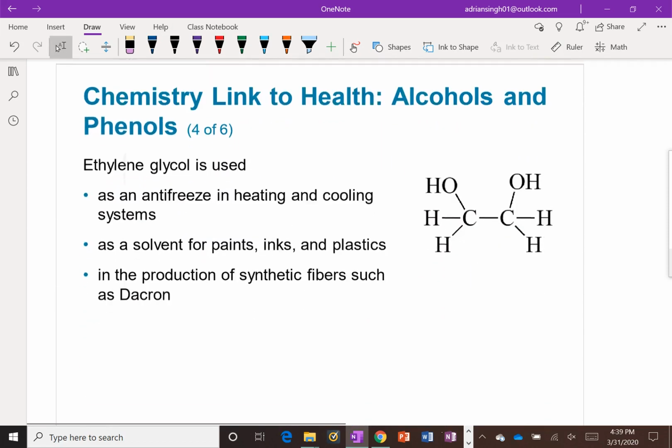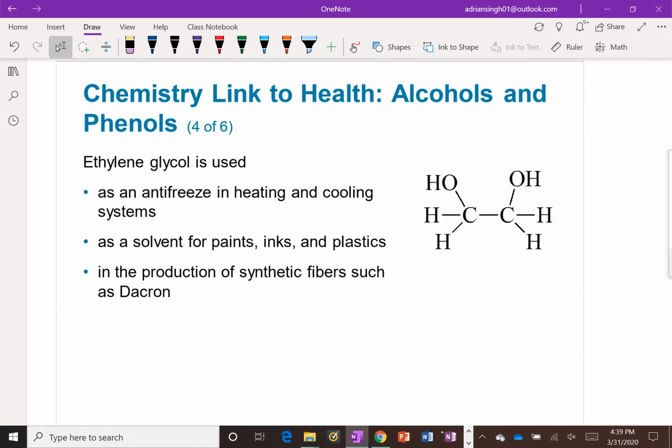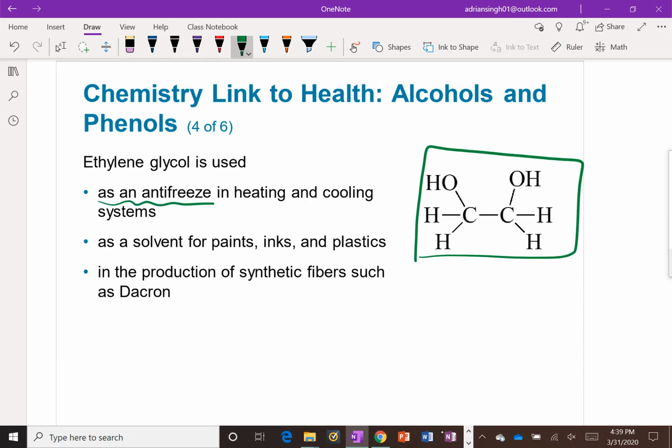Another very common alcohol is called ethylene glycol. Ethylene glycol is also found in antifreeze, and obviously it has its use in preventing the freezing of the liquid in your radiator, for instance. But it's also used in the production of other things.